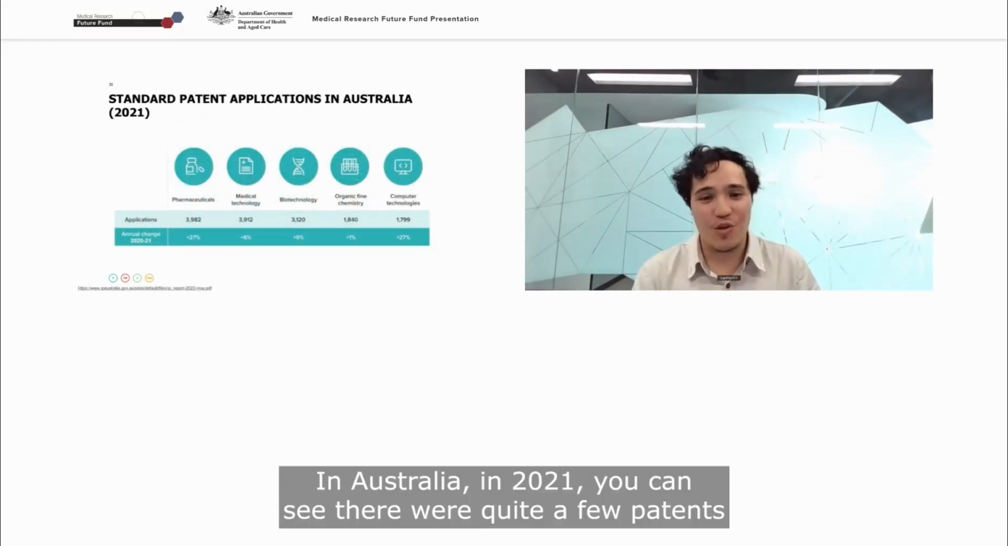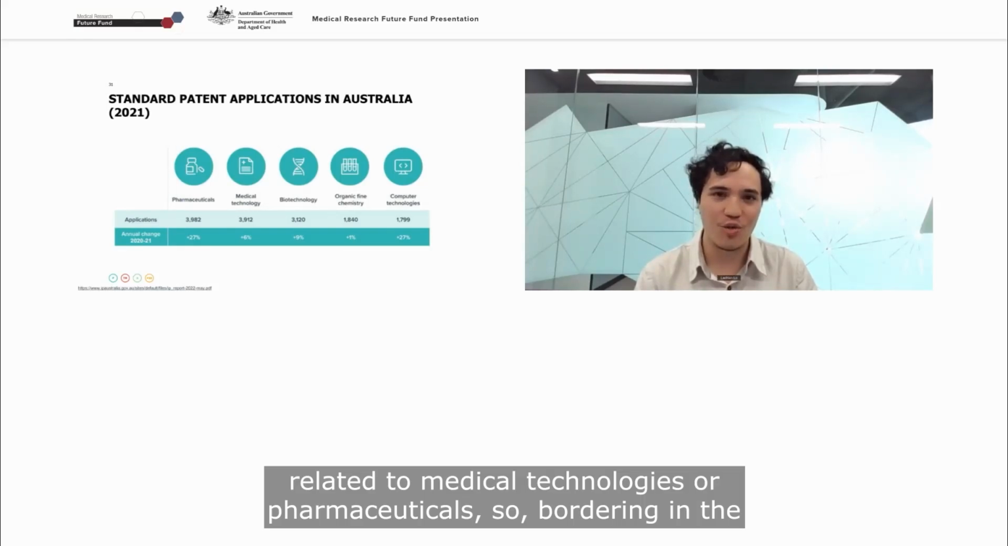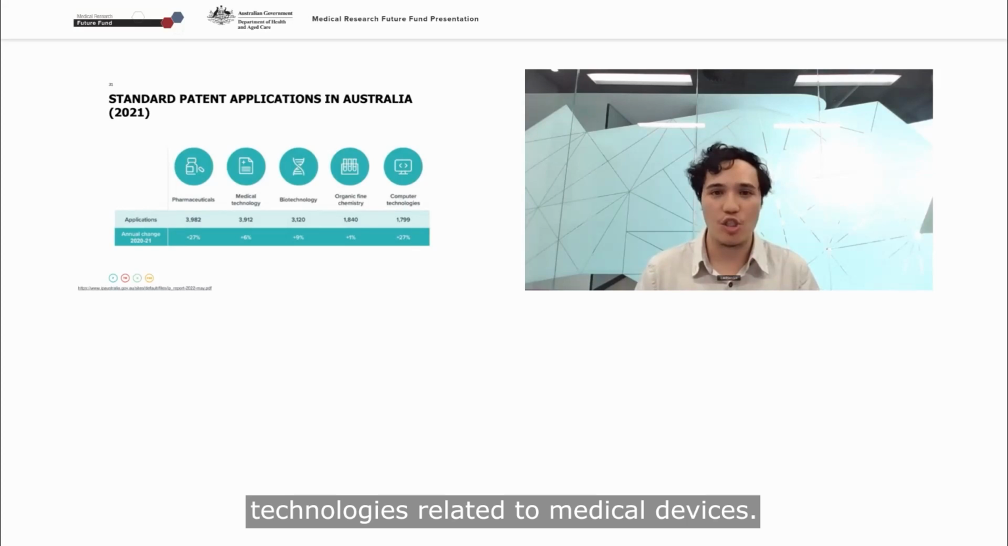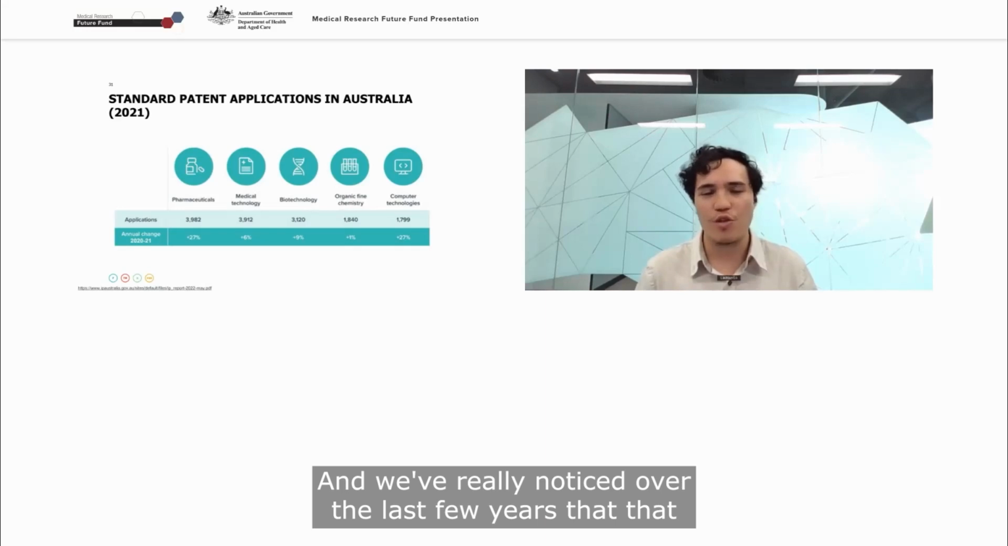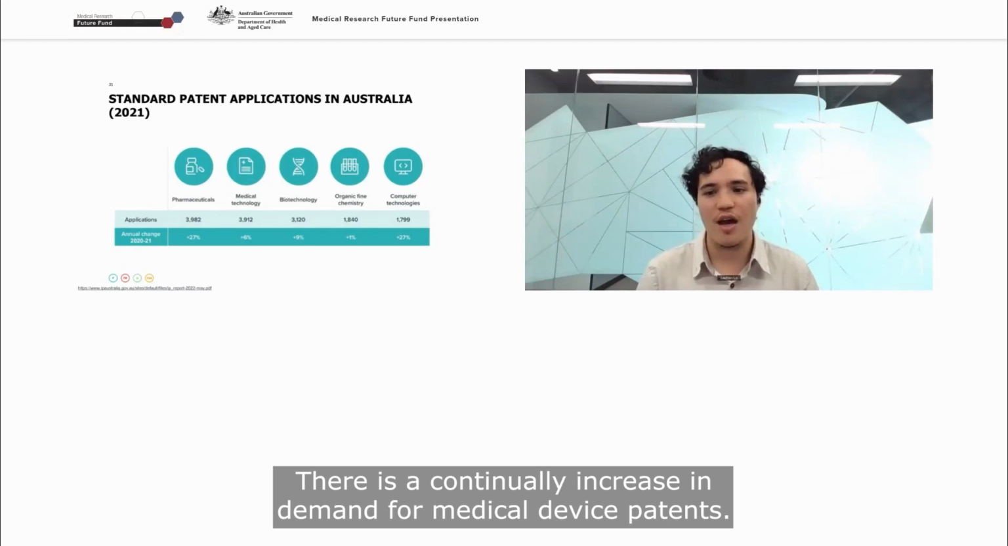In Australia in 2021, you can see there were quite a few patents related to medical technologies or pharmaceuticals. So bordering in the 3,000s for those medical technologies, biotechnologies, even computer technologies related to medical devices. And by and large, this all increased sharply going into 2021 from 2020. We've really noticed over the last 2 years that this trend isn't going to slow down. There is a continual increase in demand for medical device patents.